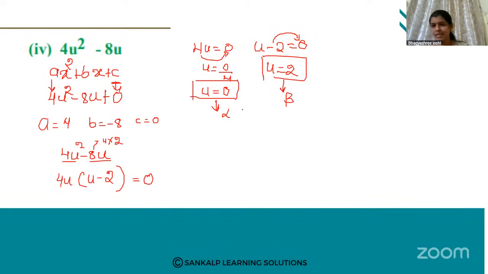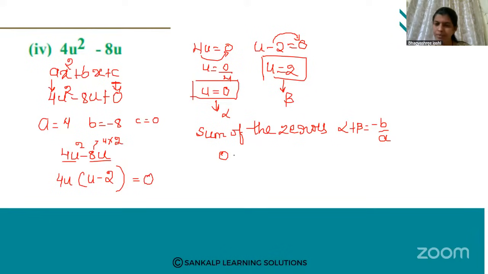Right? Next step, we need to find out the sum of zeros. Sum of the zeros. Note it down along with me. Sum of the zeros: alpha plus beta is equal to minus b divided by a. So this is the formula. Next, what do we do? Alpha value is 0. Beta value is 2, equal to minus, right, as it is.